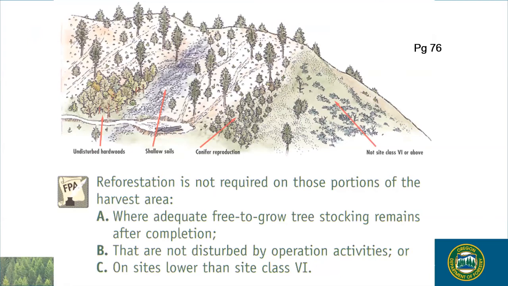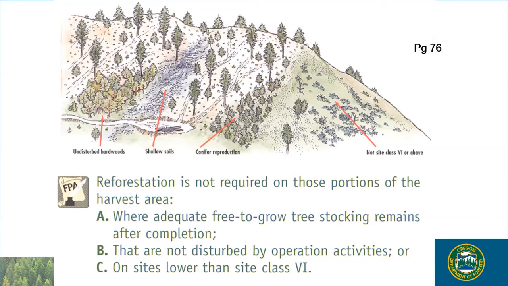So where is reforestation not required? Reforestation is not required where adequate free-to-grow stocking remains after completion, which would be the conifer reproduction section right there in the middle. It looks like there's good stocking and the trees aren't overtopped by anything.